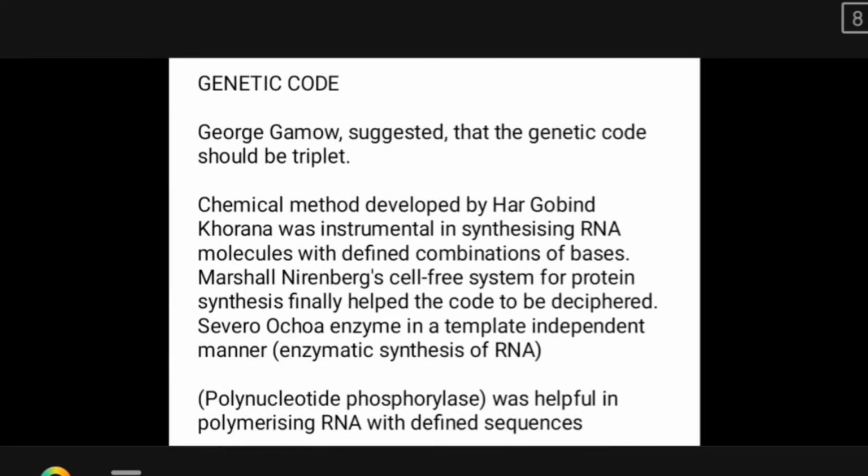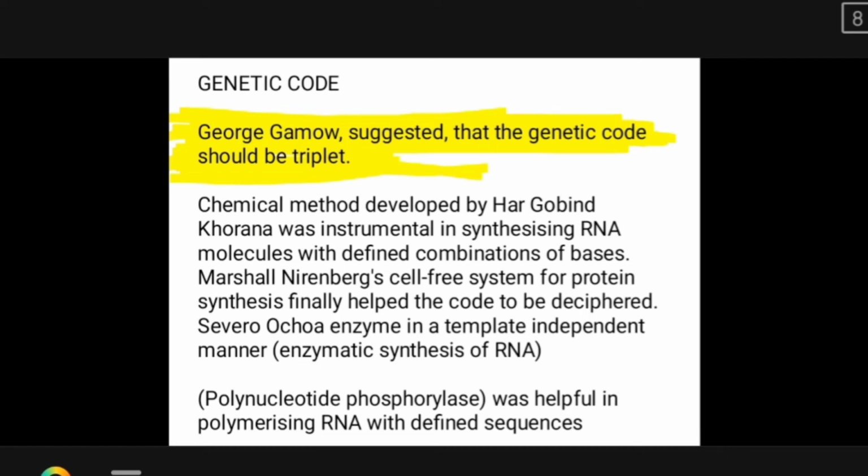Genetic code. George Gamow suggested that the genetic code should be a triplet. Who suggested it? George Gamow. Triplet means it is a group of three. We say doublet when there are two, and triplet when there are three. Chemical method developed by Har Gobind Khorana was instrumental in synthesizing RNA molecules with defined combination of bases. Marshall Nirenberg's cell-free system of protein synthesis finally helped the code to be deciphered.